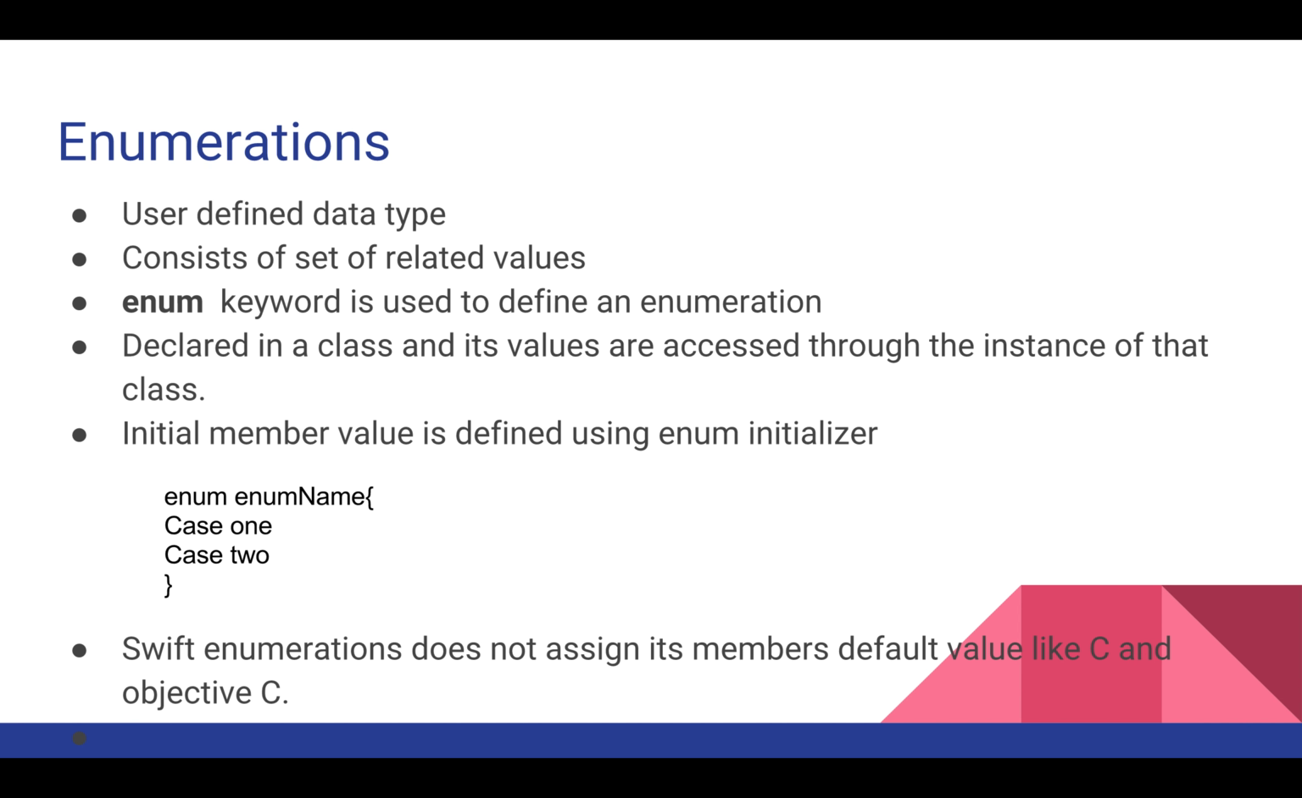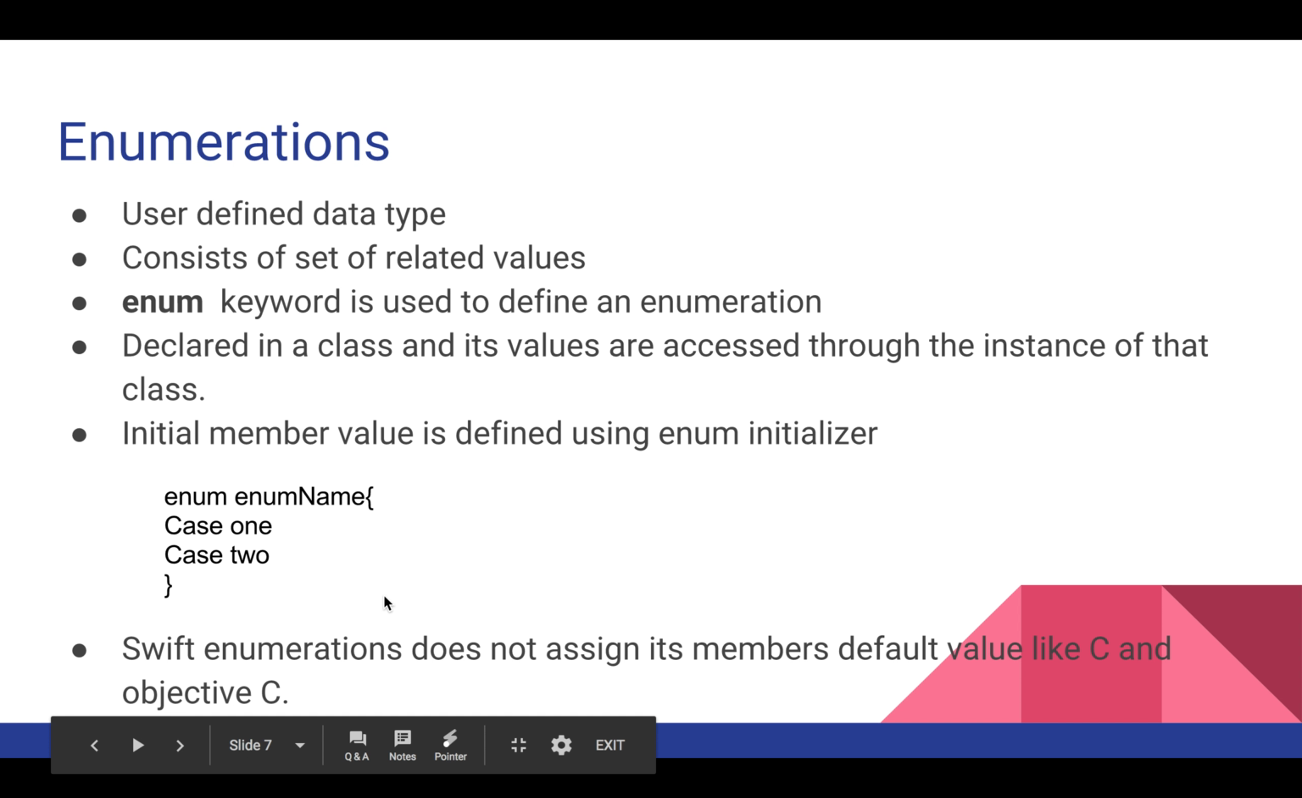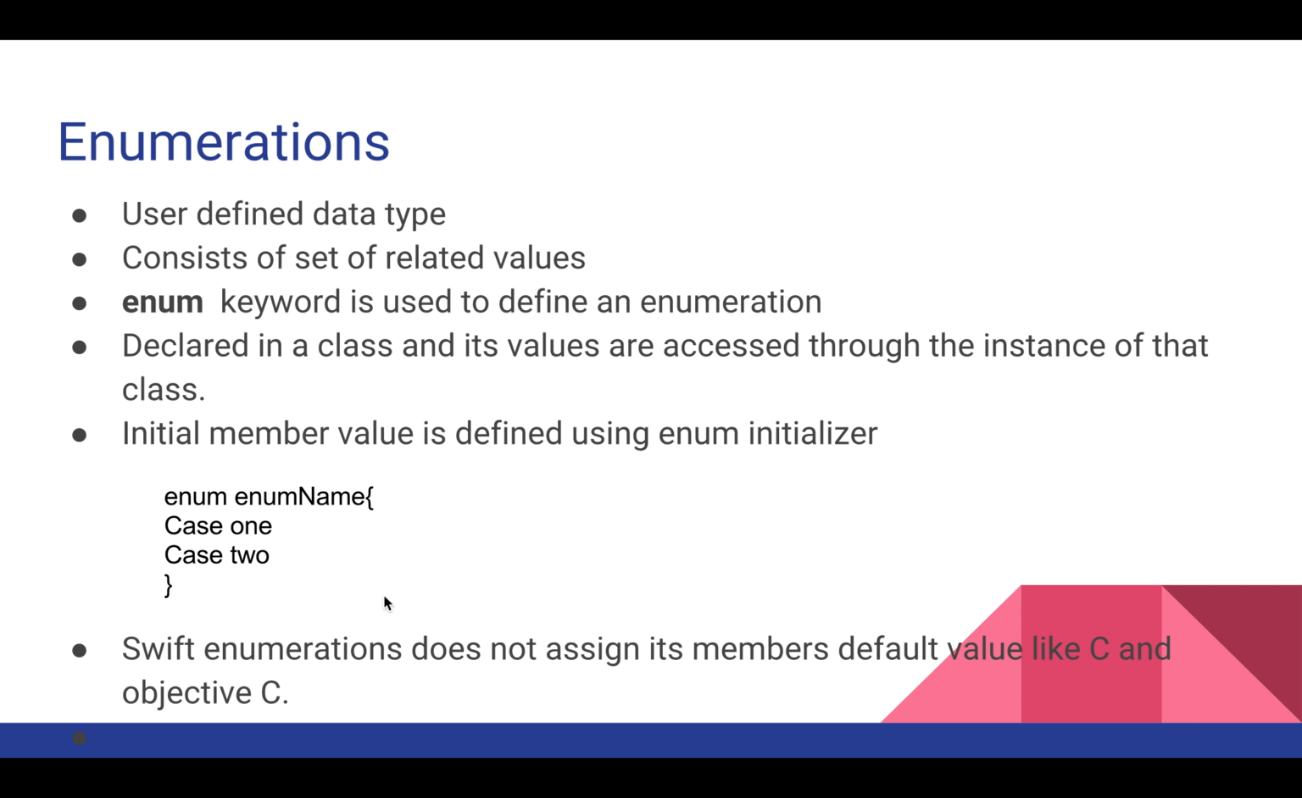Enumerations are defined using the enum keyword and their entire definition is placed within a pair of braces. Values defined in an enumeration are its enumeration cases, and the case keyword is used to define each such value. Unlike C and Objective-C, Swift enumeration cases are not assigned a default integer value when they are created. If you are familiar with C, you will know that C enumerations assign related names to a set of integer values.